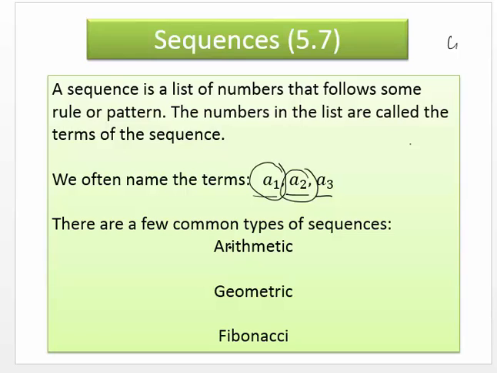And the two main types of sequences we're going to be talking about today are arithmetic sequences. I know it looks like the word arithmetic, but it's pronounced arithmetic, and then geometric sequences. If we have time, we'll talk a little bit about Fibonacci sequences also.